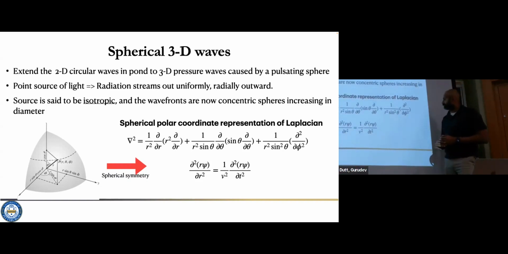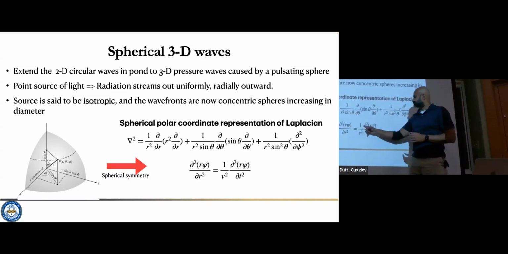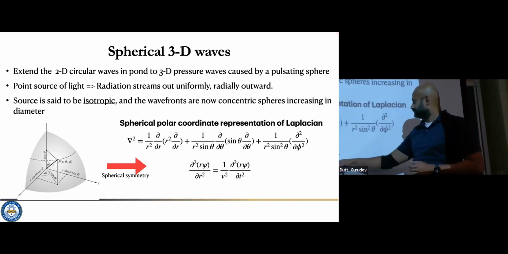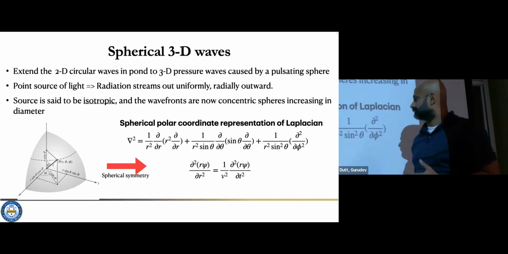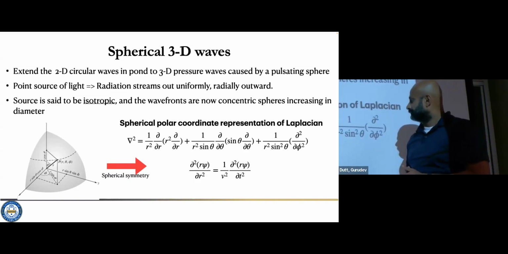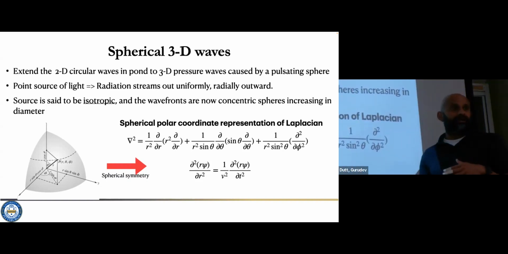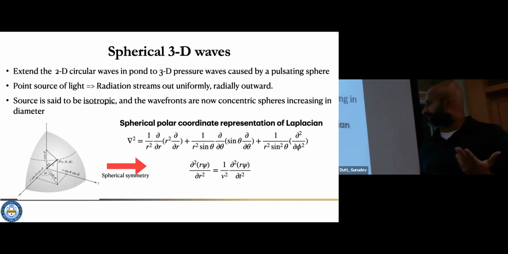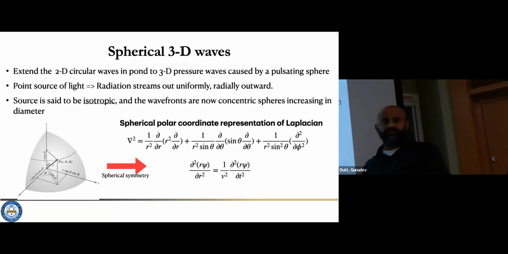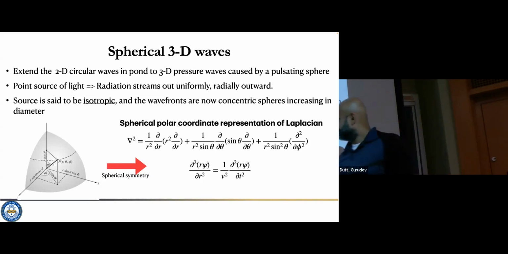∂²/∂r² of (r psi) is equal to 1 over v squared times ∂²/∂t² of (r psi), where psi is the wave. And remember, going back to psi, I keep saying psi, you can think of it as the electric field, for example. The electric field of an electromagnetic wave of light is essentially the psi. Okay, and we already wrote down the solution for this.